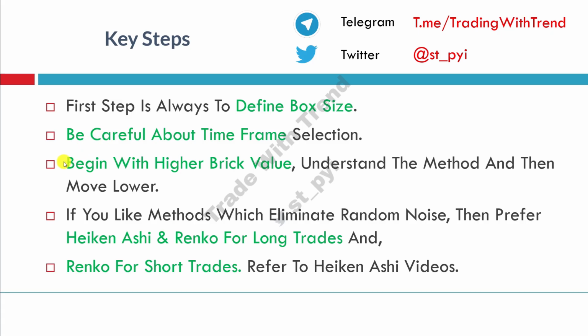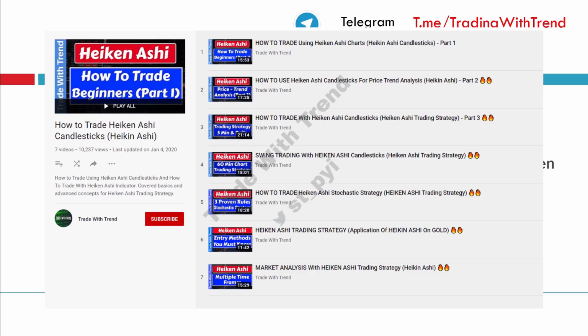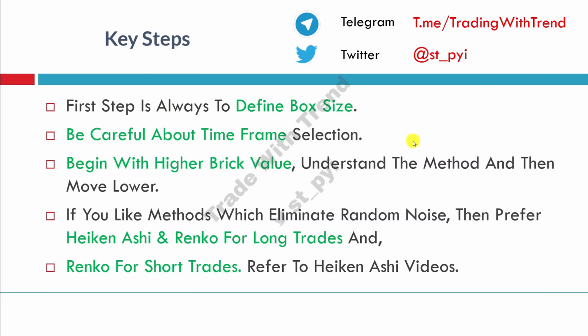So if you're someone who likes to eliminate a lot of random noise within a trend, then do prefer a combination of Ichimoku and Renko for long trades and only Renko for short trades. Do not use Ichimoku for short selling in the market. These do lag a bit and signals are not that clear. I have done a series of videos on Ichimoku, so do watch those videos as well. The link will come up towards the top right end of your screen.